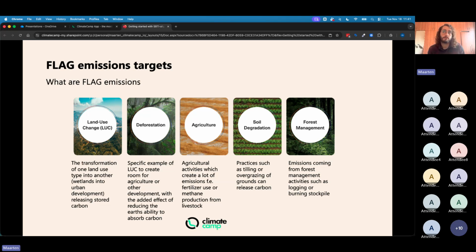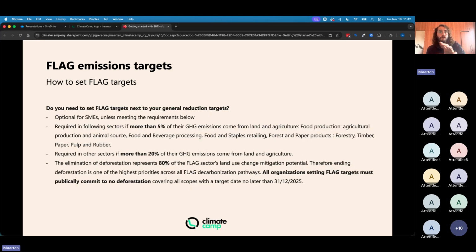And then the last one is forest management. So emissions coming from managing a forest, not just cutting it down, such as logging or burning stockpile, also generate FLAG emissions. Now, how to set FLAG targets? What do FLAG targets mean? Well, do you need to set FLAG targets next to your general reduction targets? Yes, but it's a bit more nuanced.